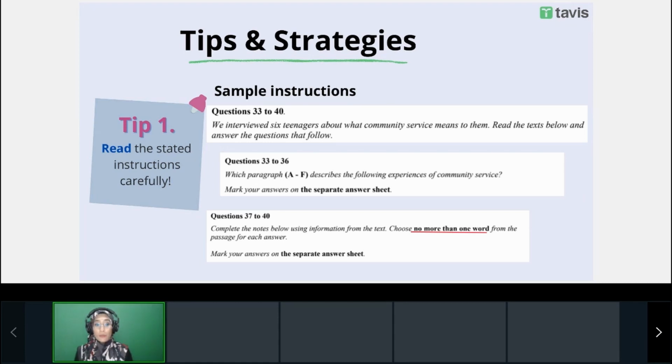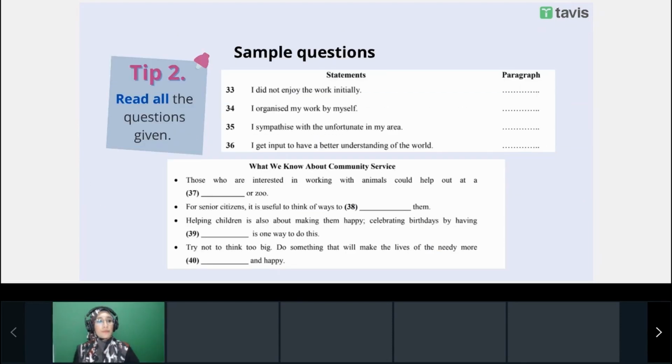Okay, no more than one word. Although there are so many words from the text or the descriptions given, you only got to choose one word. So please try and take note of that, only one word. Okay, next tip, read all the questions given. Please make sure you read the questions because there are no answer options for you.